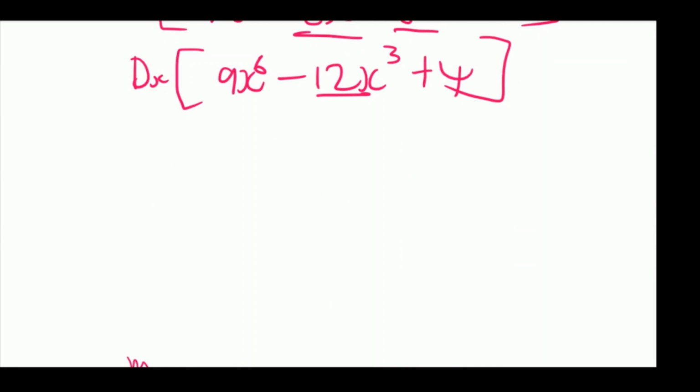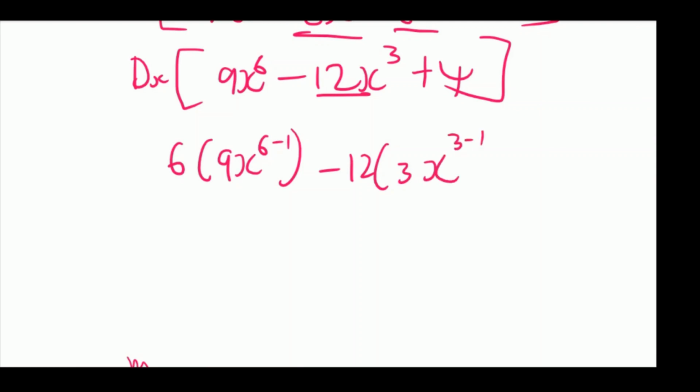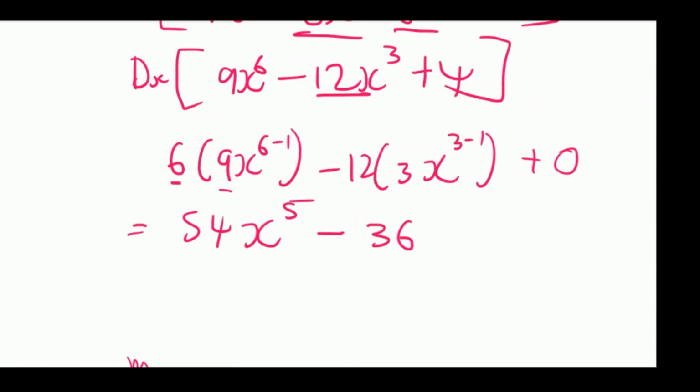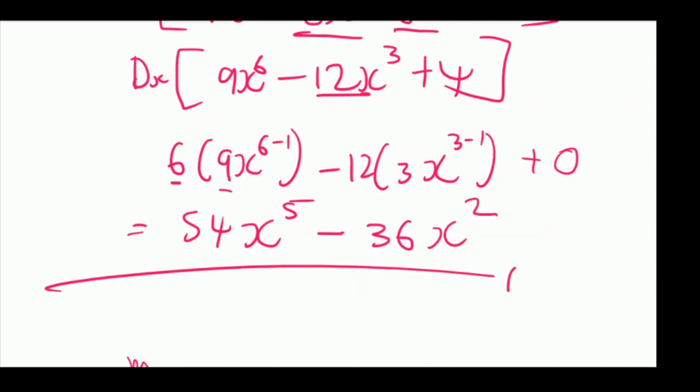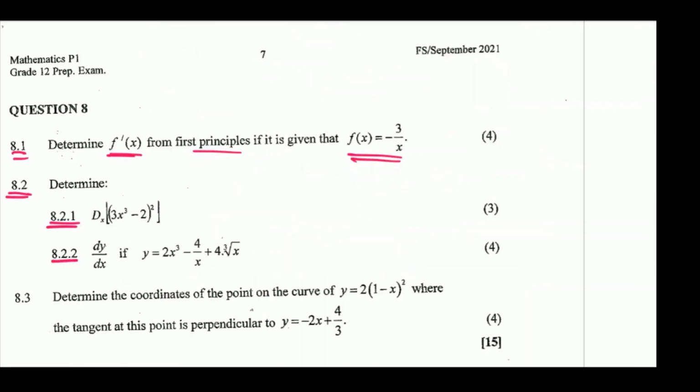So meaning that you drop the 6, so it's going to be 6 into 9x to the power of 6 minus 1, minus 12 into 3 x to the power of 3 minus 1, and the derivative of 4 is 0. So 6 multiplied by 9 is going to give you 54, so it's going to be x to the power of 5 minus 36 x to the power of 2. So this is going to be your derivative. 8.2.2, we need to find the derivative of this expression here.